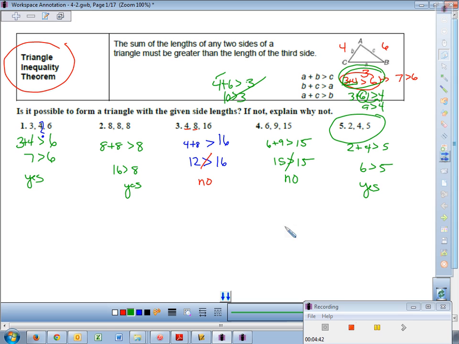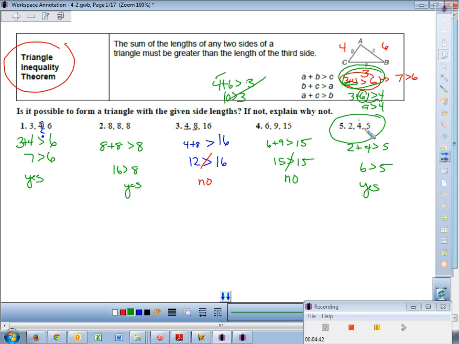Some of you might be thinking, I thought you're supposed to square the two small sides and see if that equals the third side squared. What does that check for, when you take a squared plus b squared equals c squared? It is the Pythagorean theorem, but what does it check for? What kind of triangle? If it's a right triangle, the Pythagorean theorem will work. It can still be a triangle, but it might not be a right triangle.